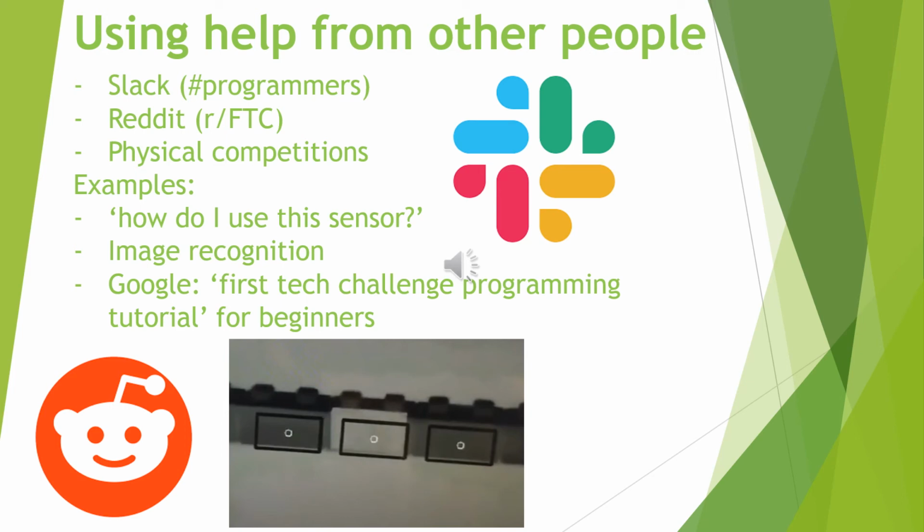Image recognition is also very big, because there's a basic image recognition software that they give you at the beginning of the season, but a lot of teams also make better and faster image recognition software and share it with everyone around the world. Last year there were such programs that were 1,000 times faster than the existing ones, so it's very important to look at things like that. Also, if you're a beginner, you can just Google First Tech Challenge programming tutorial and you'll find tons of videos of people explaining how to begin, which can be very helpful.